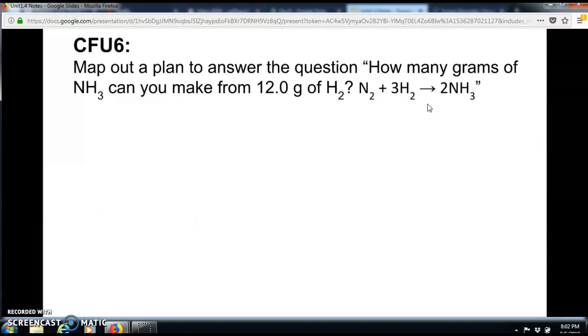All right, you're going to try something similar out using this mole map. In this case, it's how many grams of NH3 can you make from 12 grams of H2. So maybe create your own mole map. You don't have to write everything out on the mole map, but just the things that you're given. When you press play again, the answer will be revealed.